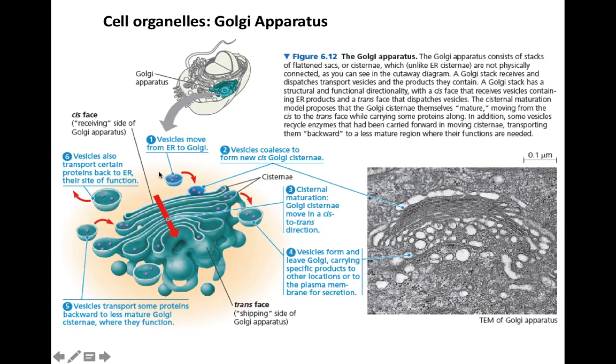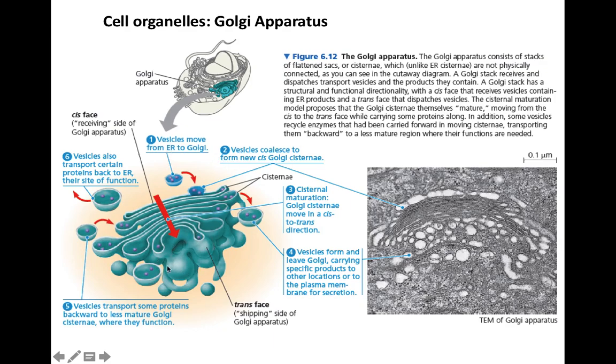The Golgi apparatus has got two phases. There's both structural as well as functional directionality in the Golgi apparatus. This is the cis end and this is the trans end, and things move from the cis phase, which is the receiving side of the Golgi apparatus, towards the trans phase, which is the shipping side. So the Golgi apparatus would receive products from the ER at the cis end, and it will ship them off from the trans phase either to other organelles or towards the plasma membrane.